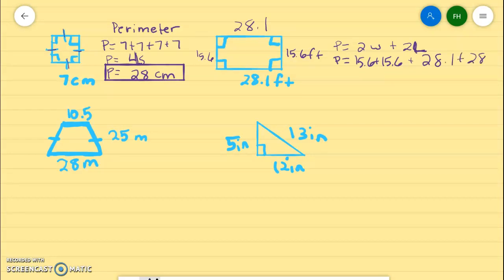When you're doing the perimeter, you want to ask yourself, did I include all of the sides? If you do 2 times W, you would do 2 times 15.6, but if you add it up twice, you're going to get the same thing too. And then here, you're going to get 56.2 for the 2 lengths, and then you're going to add it up and get 87.4.